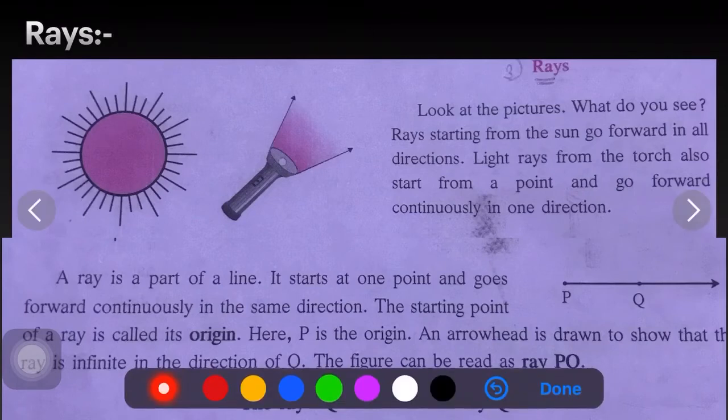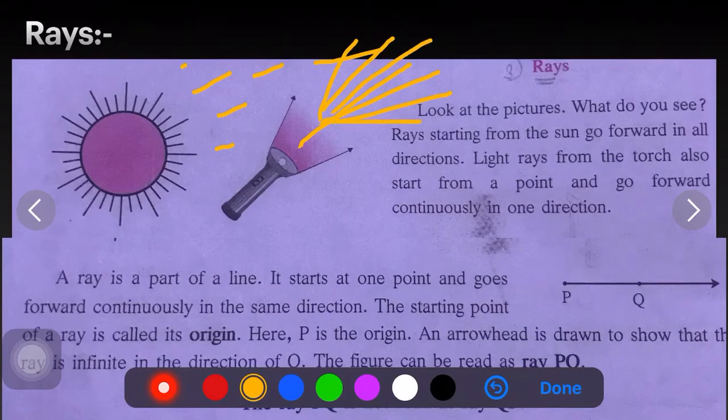Students, our next concept is rays. Now students, look at the pictures. What do you see? Rays starting from the sun go forward in all directions. Okay, in all the directions the rays will go. Now light rays from the torch also start from a specific point and go forward continuously in one direction. A ray is a part of a line. It starts at one point and goes forward continuously in the same direction.